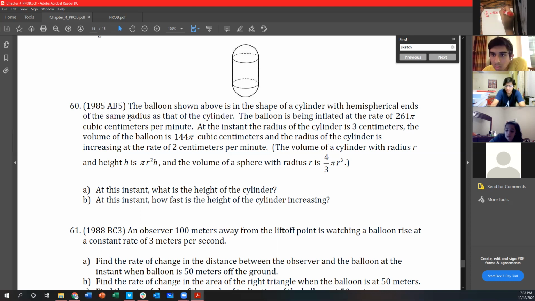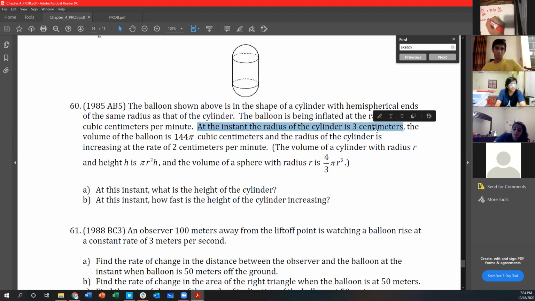I'll just write centimeters per minute, but usually when you're doing problems quickly, unless they change the units midway, you don't need to do that. At the instant the radius of the cylinder is 3, so that means when r equals 3, the volume of the balloon is 144 pi. So V equals 144 pi.